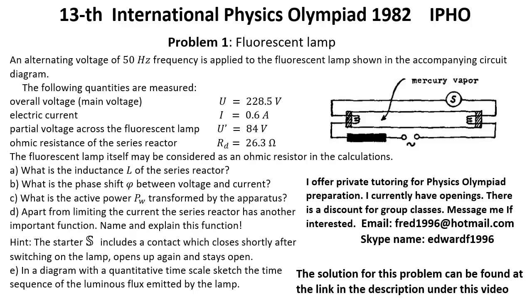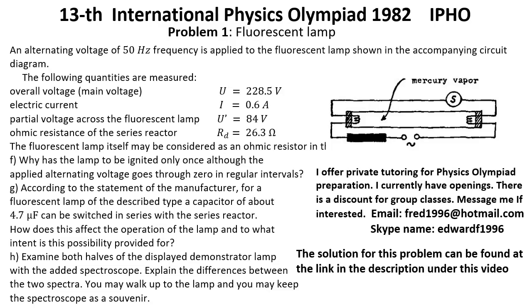Hint. The starter S includes a contact which closes shortly after switching on the lamp, opens up again and stays open. Question E. In the diagram with the quantitative time scale, sketch the time sequence of the luminous flux emitted by the lamp. Question F. Why has the lamp to be ignited only once? Also, the applied alternating voltage goes through zero in regular intervals.